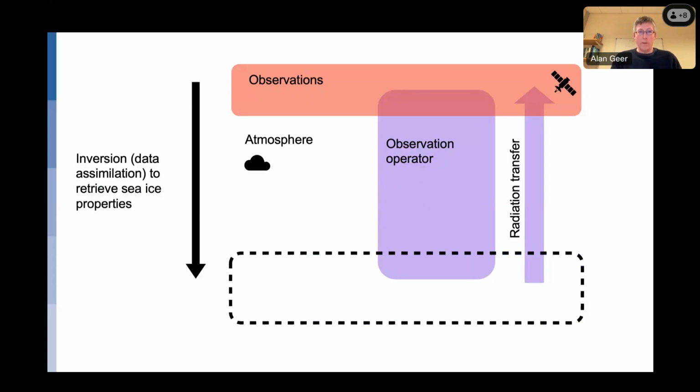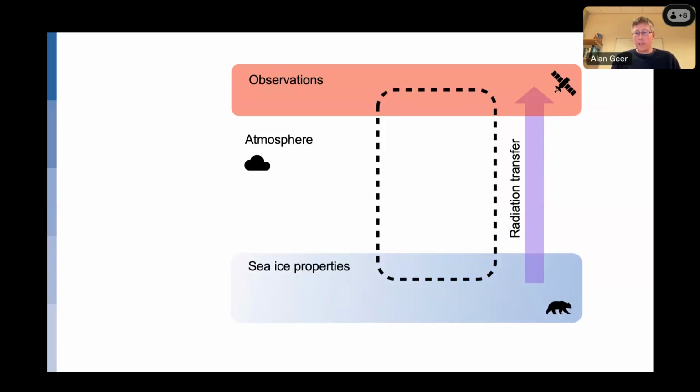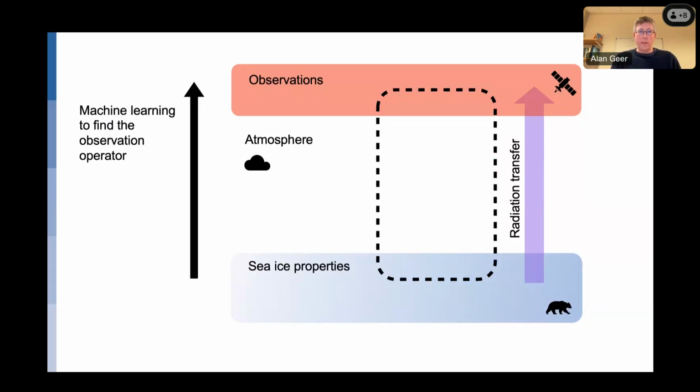Now, if we did have the observation operator and we didn't know the physical state of the sea ice, we would be able to do data assimilation inversion and retrieve the sea ice properties if we had a really good observation operator. If we knew the sea ice properties very well, we would be able to do, nowadays, we would think, well, let's go ahead and do machine learning to find our new observation operator. We'll train it between the knowledge of the sea ice properties and our knowledge of the observations. And that would be great.